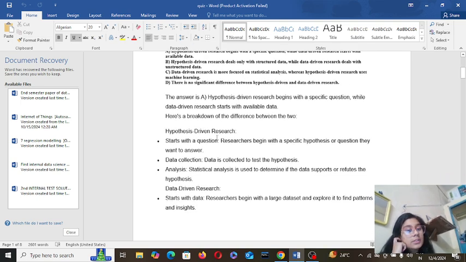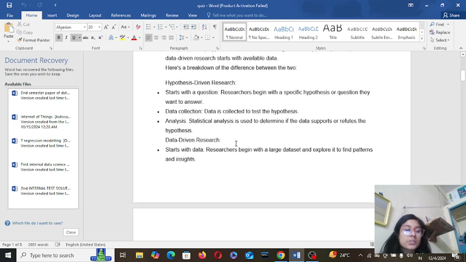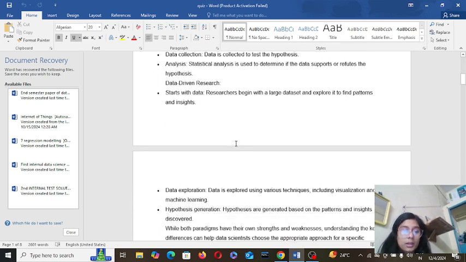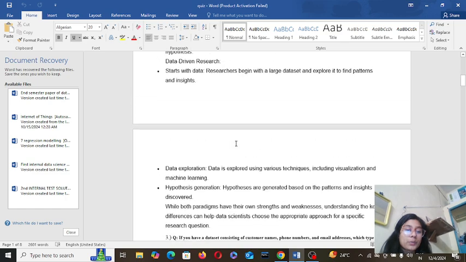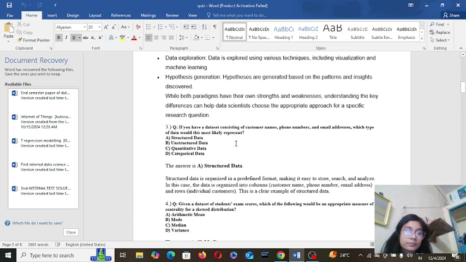hypothesis driven research starts with a question, researchers begin with a specific hypothesis or question they want to answer, like data collection, analysis, and data driven research starts with data, like data exploration, hypothesis generation, etc.